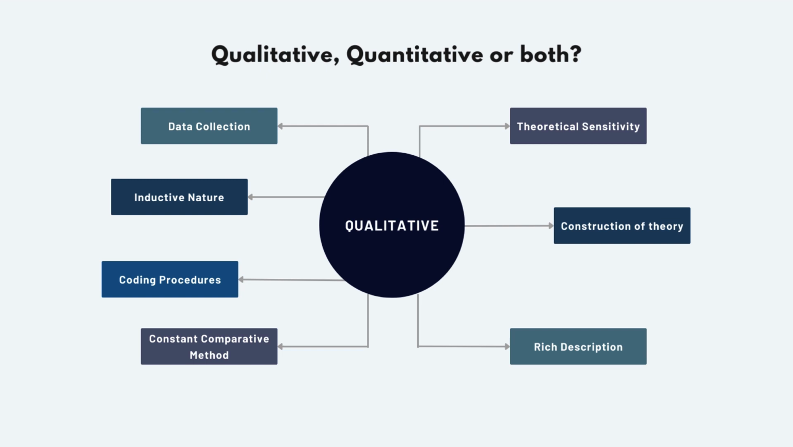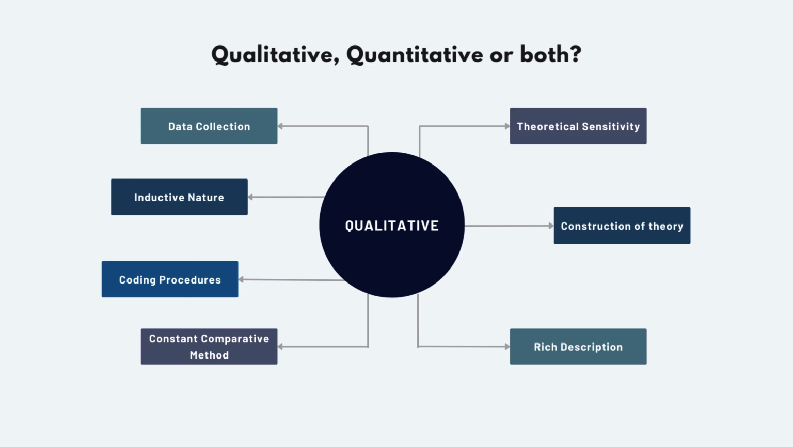Next, coding procedures. So through open, axial, and selective coding, researchers categorize and interpret the data, developing concepts, properties, and dimensions that facilitate the emergence of grounded theory. Next, we have constant comparative method. This is a core component of grounded theory where researchers continually compare incidents in the data to find similarities and differences that aid in the development of conceptual categories.